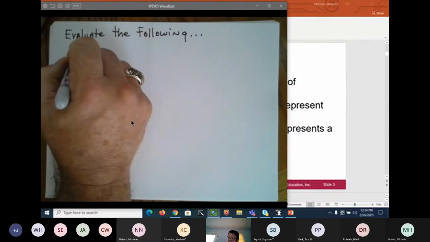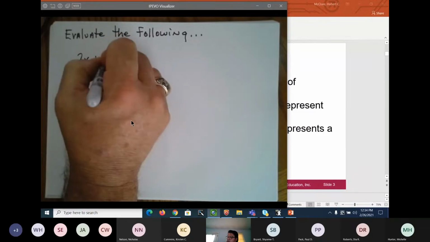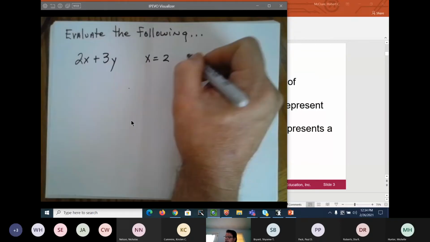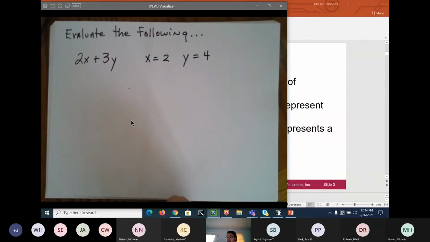All right, evaluate. It'll have something like 2x plus 3y, and x is equal to 2, and y is equal to 4. This is the way the question will look. And this means plug and what? Plug and chug.